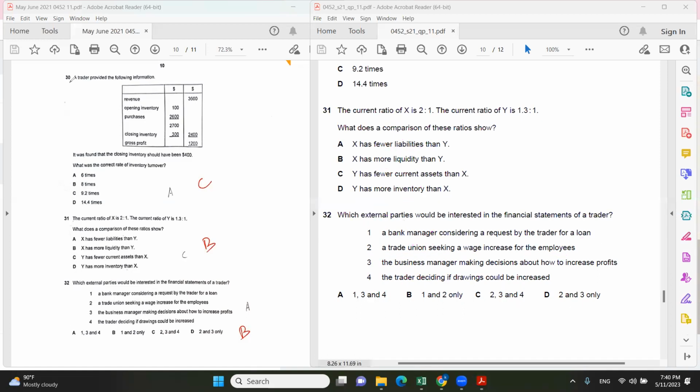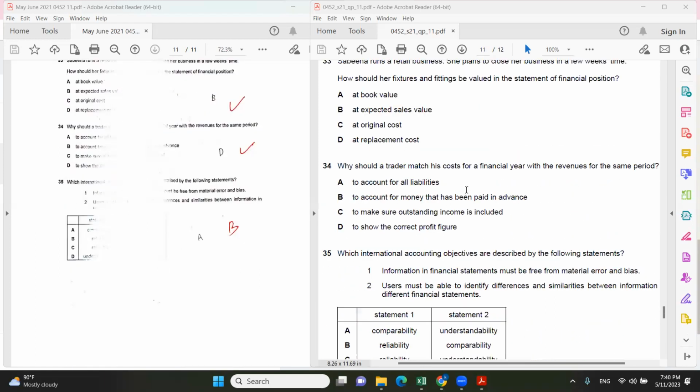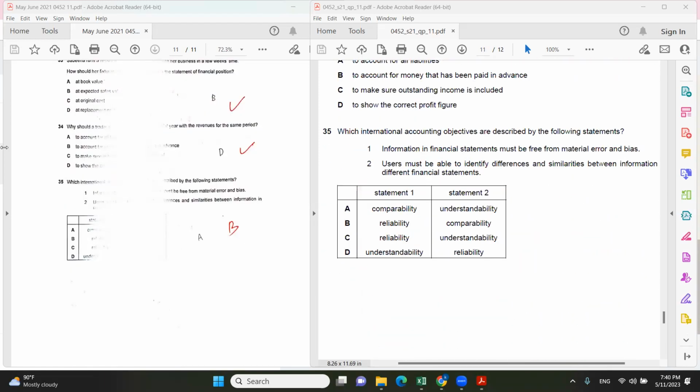Okay, next, okay, the last one, 35. Accounting objectives, there are 4: comparability, reliability, understandability, and one more, relevance. Here they don't have it.